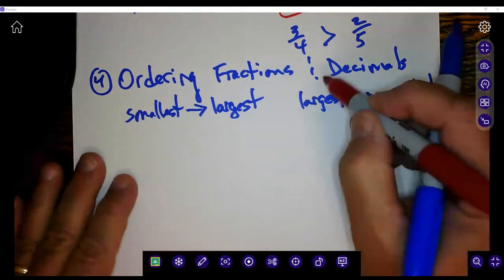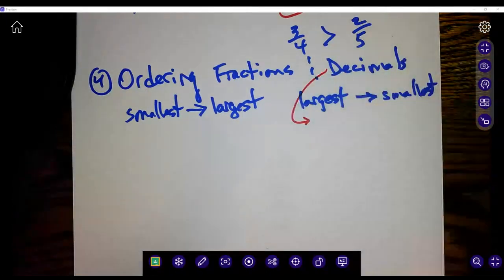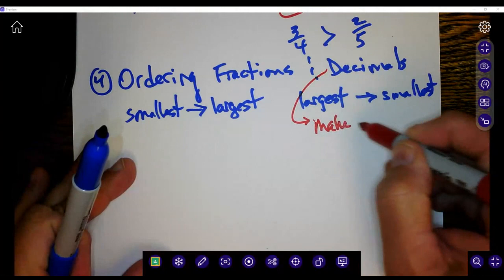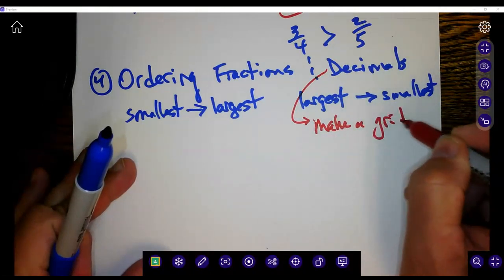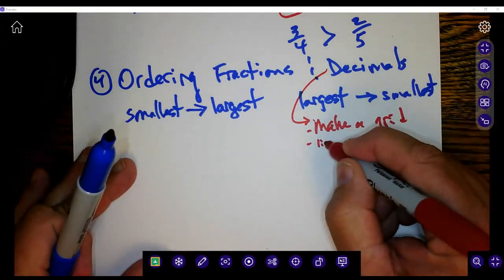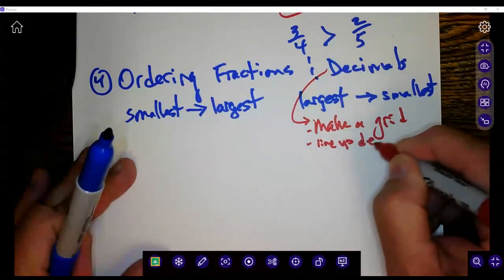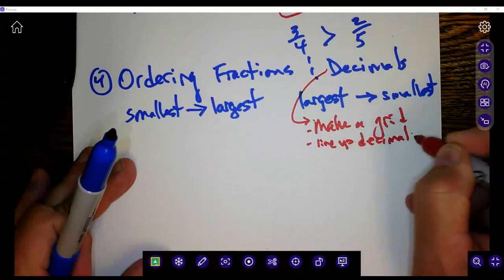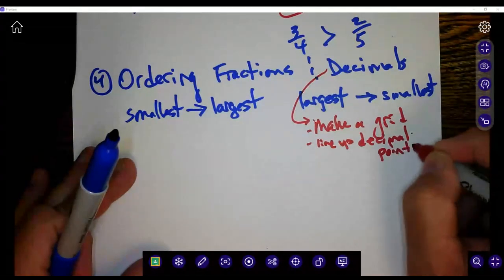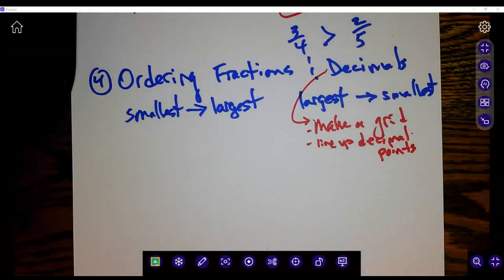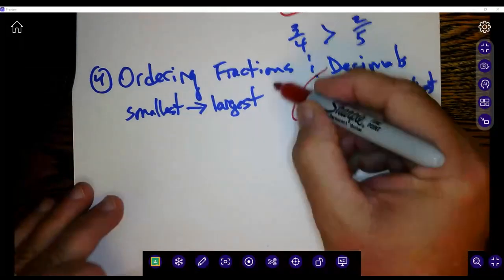So when you're doing decimals, we make that grid and line up the decimal points. And then go through the grid and look to see which thing is largest, which thing is smallest, depending on what order you were going. Okay? Really not anything I can write about the fractions. It's just a lot of looking at what to do, looking at what you've got.